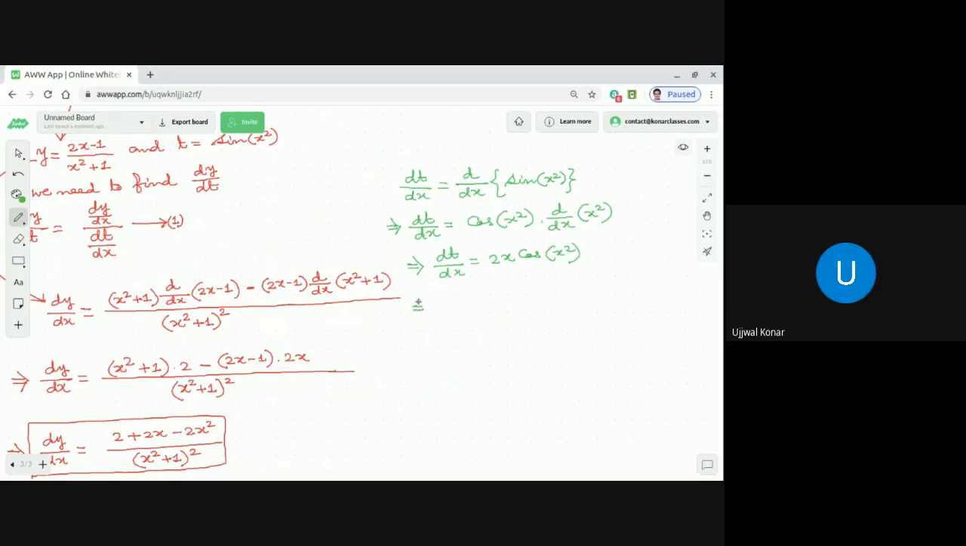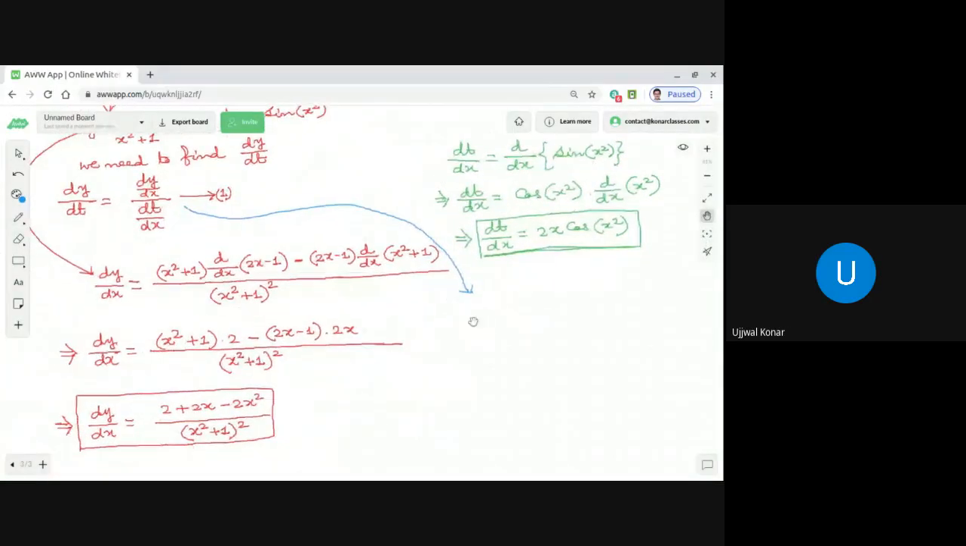So this implies dt/dx. Okay, already we found it out, dt/dx is this. Now, if you apply it in our equation 1, let me use a different color pen. In our equation 1, if we apply all these things, what is going to happen? So what is dy/dx then? dy/dx is equal to dy/dt, I'm so sorry, dy/dt.